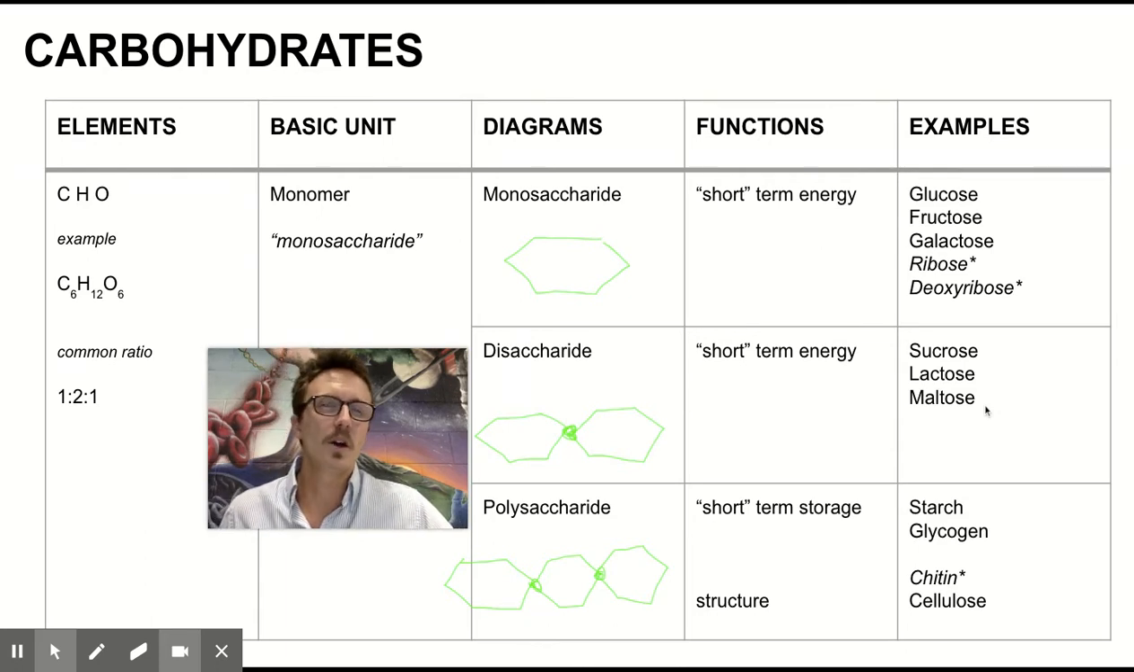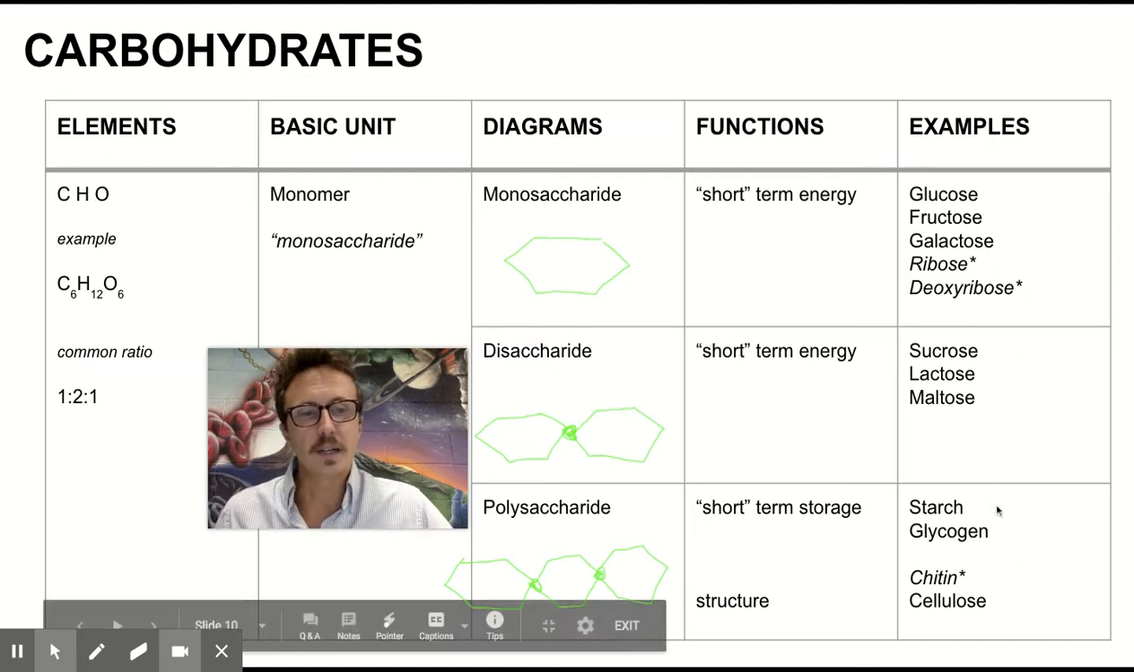And you might be noticing something about the suffix or the tail end of these words. They all end in OSE. That's a good indication in biology that you're talking about a simple sugar. So if you see that suffix, or if you look at the end of a word and you see OSE, we're probably talking about a sugar or a mono or disaccharide.